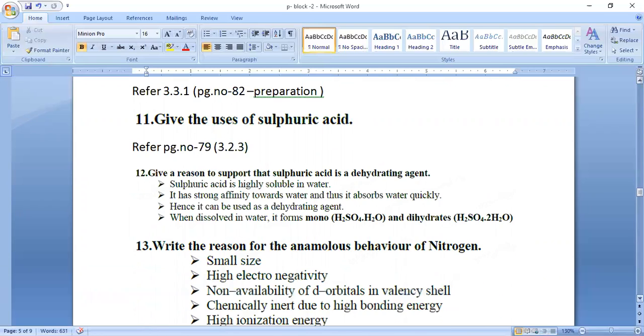Give a reason to support that sulfuric acid is a dehydrating agent. Sulfuric acid is highly soluble in water. It has a high affinity towards water. It absorbs water molecules easily. It forms the monohydrate and the dihydrate. Monohydrate means one water molecule is attached to the sulfuric acid. Di means two water molecules are attached to it. So it is easily soluble in water and forms the mono and dihydrate. Hence we call it a dehydrating agent.